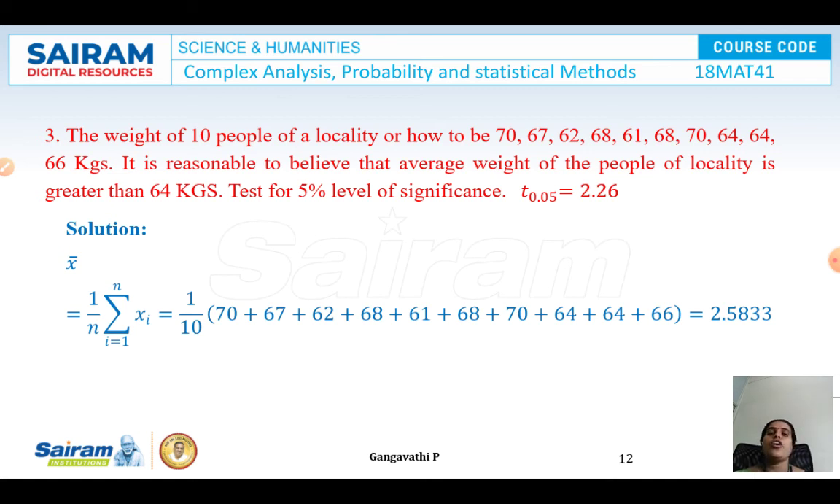So now, in order to evaluate the value of t, as per the formula, we need the value of x bar, we need the value of mu, and I also need the value of s. So let us evaluate x bar first. The formula is 1 by n summation i varies from 1 to n xi. So n is 10, and the sum of all the values of x is 70, 67, 62, 68, 61, 68, 70, 64, 64 and 66. Divided by 10 gives us 2.5833.